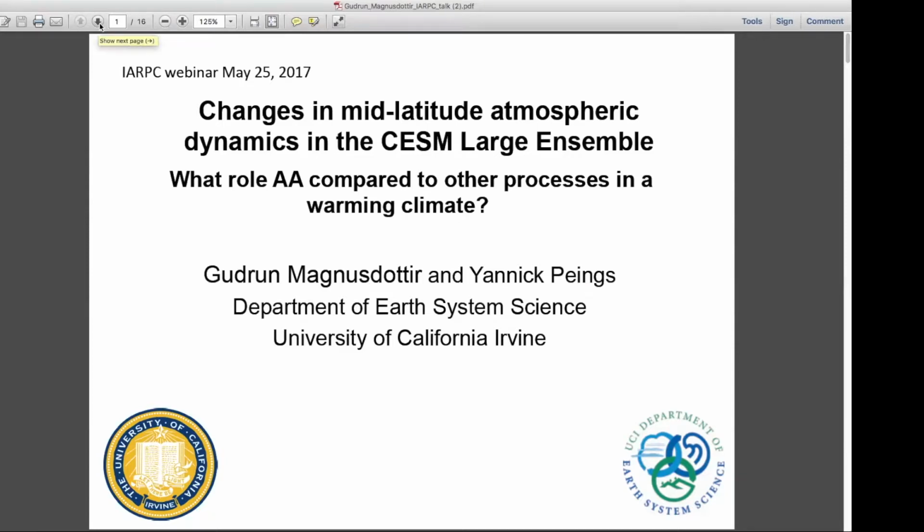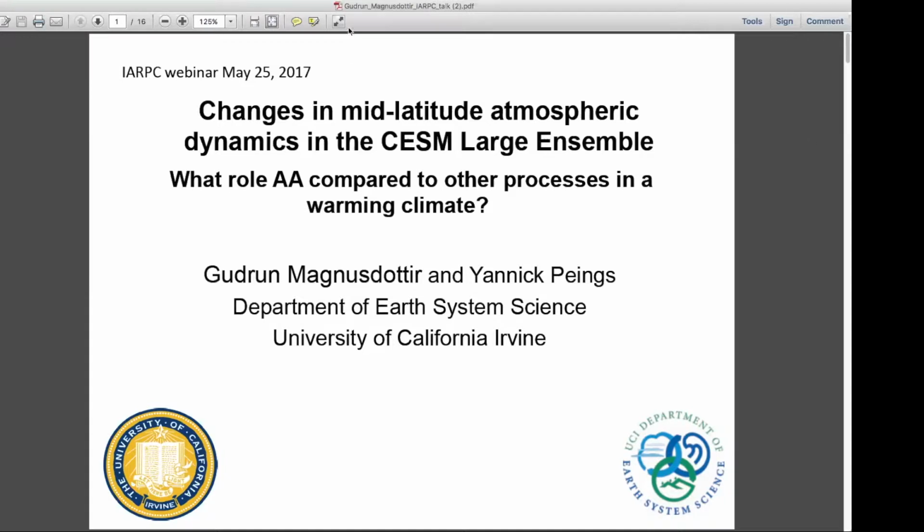So I'm going to highlight some recent results that we've gotten in my group, where we're looking at the CESM large ensemble and the role of Arctic amplification compared to other processes in the warming climate. The model is the Community Earth System Model, courtesy of NCAR and the university community. All of the work presented here was done in collaboration with Yannick Peng here at UC Irvine, and our work is supported by NSF.